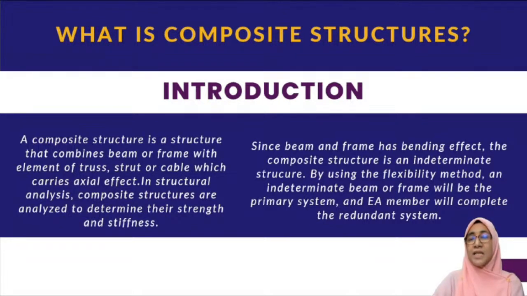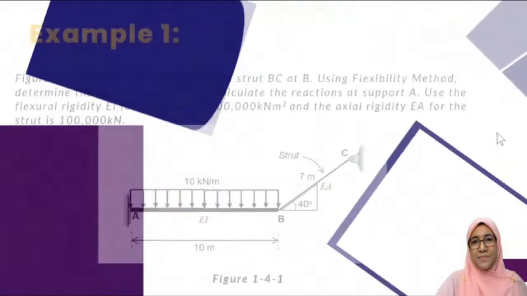By using flexibility method, for an indeterminate beam or frame and in an indeterminate structure, we have to have the primary structure and redundant structure. And the primary structure is actually beam or frame. And the EA member is the redundant. The EA member is the redundant.